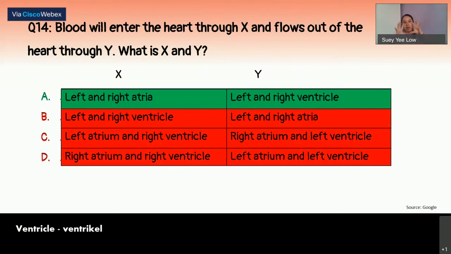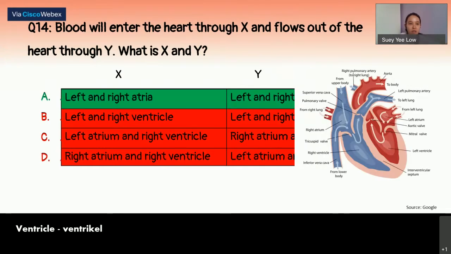When blood enters your heart from other parts of the body, it will enter through your right atria, and the blood from the lungs will go into the left atria. Then they will all flow out through the ventricles. So no matter if it's left or right, the blood must enter the atria and leave through the ventricle. So okay, you got it right. Good job.